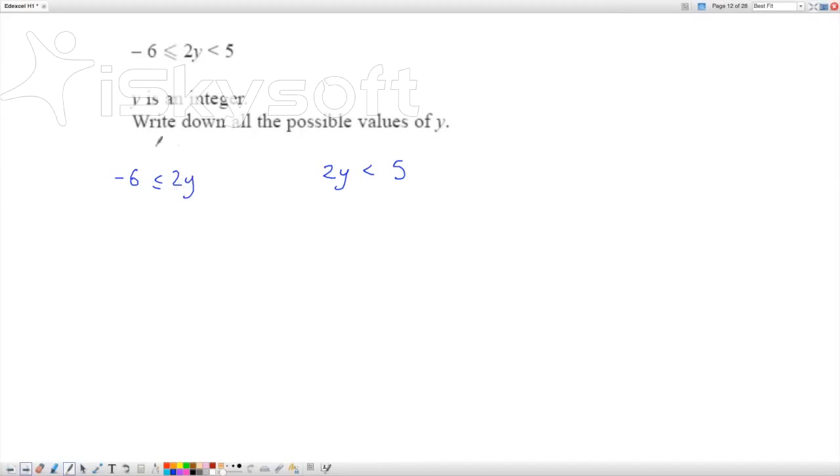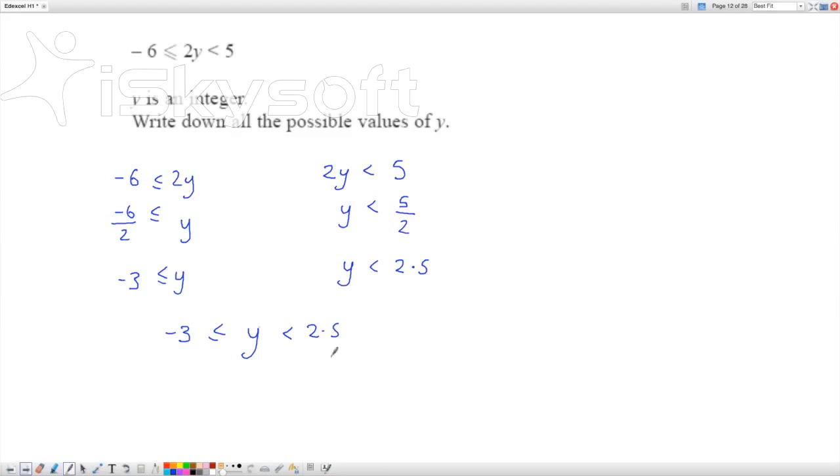So here we have 2y, we want 1y. So dividing through by 2, we have that y is greater than or equal to negative 3. Similarly here on the other side, we only want 1y, so divide through by 2, y is less than 5 over 2. Also thinking about this, we can write this down as 2.5. Putting this together here, y in the middle, it's less than 2.5, remember it's got to be a whole number, but greater than or equal to negative 3.